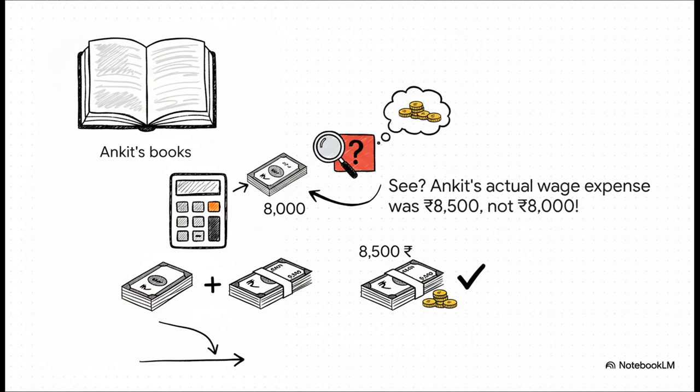Let's apply this to Ankit's case. His books showed he paid wages of 8,000 rupees. But our detective work found a clue. 500 rupees in wages were still outstanding. So we add that 500. And now you see, Ankit's actual wage expense for the year was 8,500 rupees, not 8,000. This tiny clue has already changed his profit a little bit.